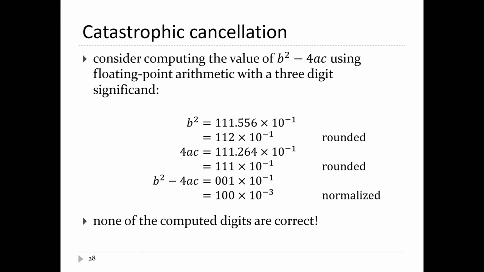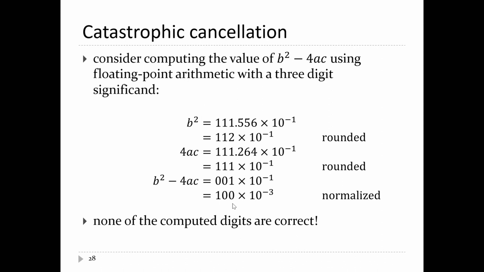Now compute 4ac. Again, I'm going to cheat. I'm not going to compute 4 times a, convert the result to floating point, and then multiply it by c. I'm just going to compute 4ac on my calculator and round the result. If you were to compute 4 times a, convert to floating point, then times c, the result is even worse. So now I get 111 times 10 to the minus 1. Now I can subtract the 112 and the 111, and I get 1 times 10 to the minus 1, which is 100 times 10 to the minus 3.